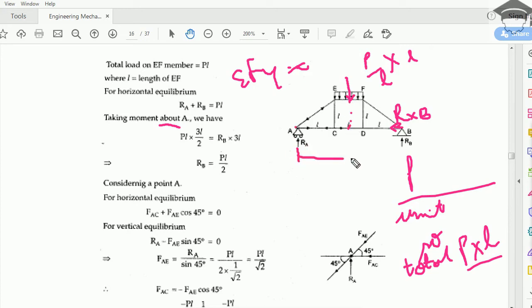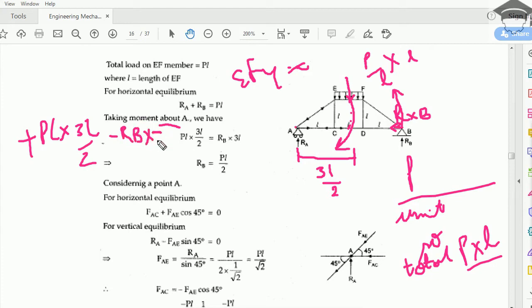So it is clockwise, so we can write plus PL, that was the load, into 3L by 2. Clockwise, so we have written plus. This force Rb will be acting like this. The moment is anti-clockwise, so we can write minus. If it is anti-clockwise, it's always written minus. You can take any other nomenclature, plus or minus. I always consider clockwise as plus and anti-clockwise as minus. So this will be Rb into the total distance L plus L plus L, that is 3L, equal to 0.